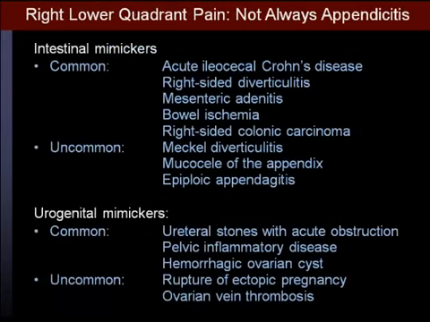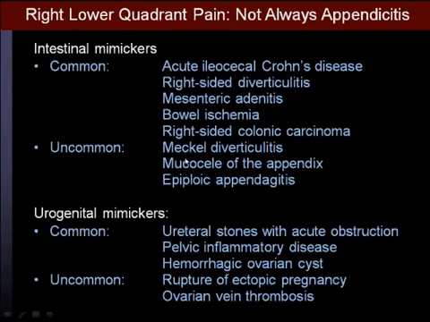Now, in a patient with right lower quadrant pain, this is of course not always appendicitis, and there is a long list of differential diagnoses. We can have intestinal mimics or urogenital mimics. We can have mimics which are more common and those which are less common. And I will only pick up 2 of these pathologies from this list.